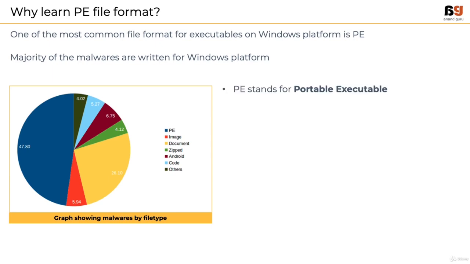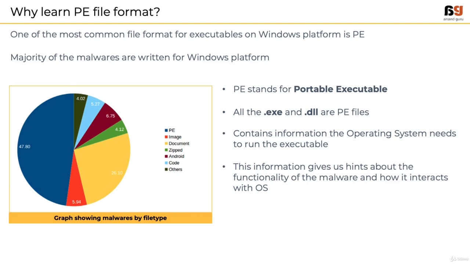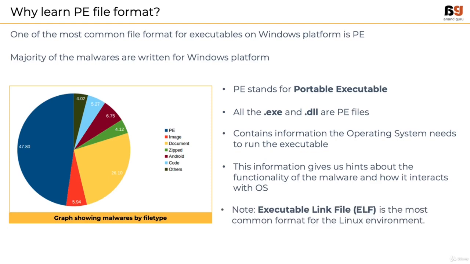PE stands for Portable Executable. All the .exes and .dlls are PE files. The PE file contains the information required for the operating system to run the executable. During malware analysis, this information gives us hints about the functionality of the malware and how it interacts with the operating system. If you are interested in knowing the most common format for Linux distributions, it is ELF, Executable Link File.